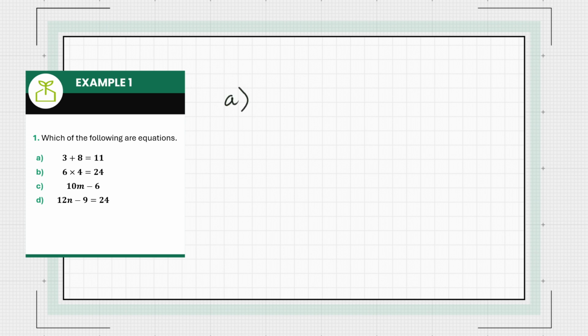For A, we have 3 plus 8 is equal to 11. Obviously we can see that we have some operators in the form of the plus, we have some numbers or some terms in the form of the 8 and the 3, but we also have this equals sign. So for this particular one, this is an equation. What it's saying here is that this left hand side is equal to this right hand side, that these two expressions are equal. That's basically what an equation is.